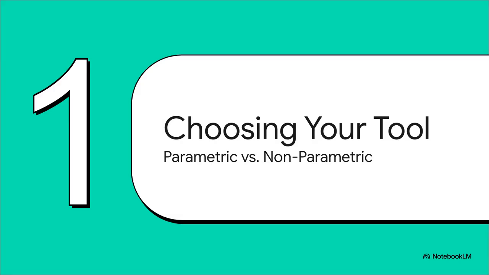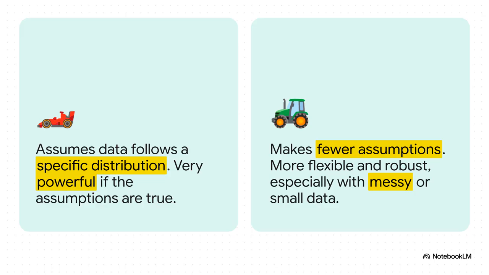Okay, so just like any good detective, you've got to know which tool to pull out of your bag for the job, right? In stats, the very first, most basic choice you have to make is whether you're going to use a parametric or a non-parametric method. And really, this all comes down to what you can assume about your data. So this first choice, it's a really interesting trade-off.